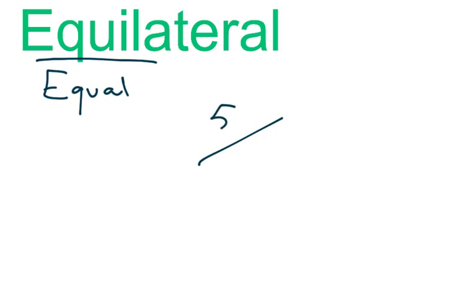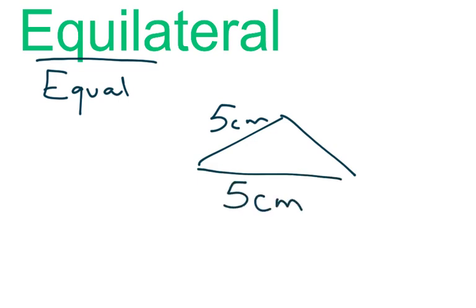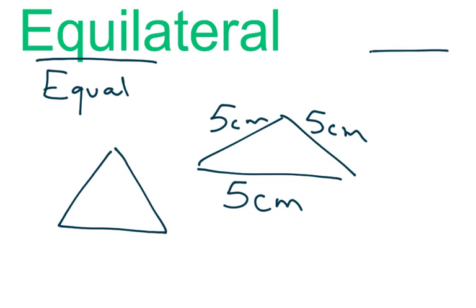An equilateral triangle is a triangle where all 3 sides are equal. So if one side is 5 centimeters, then all the sides are 5 centimeters. These are examples of equilateral triangles. You might also see the lines that indicate all 3 of these sides are the same length.